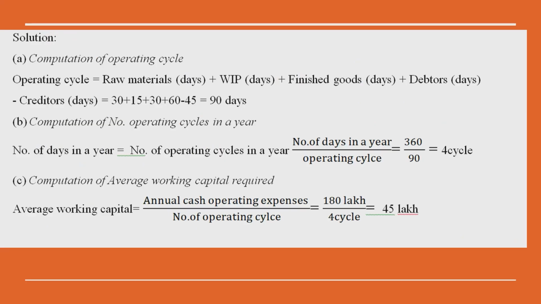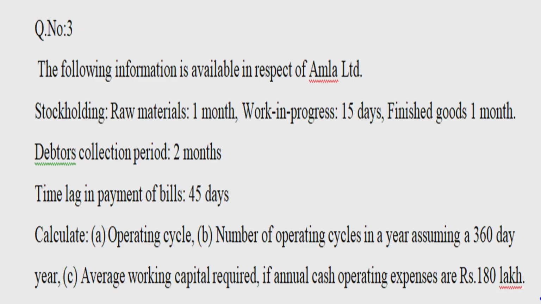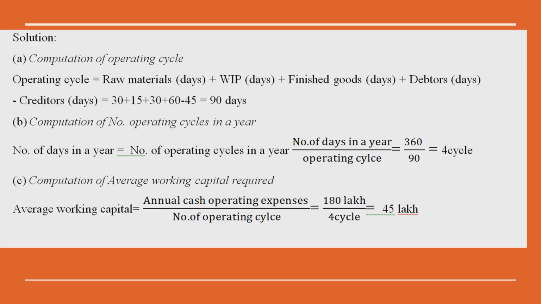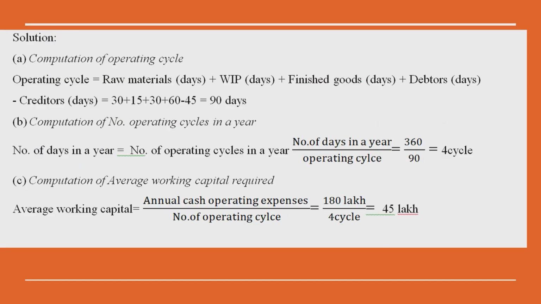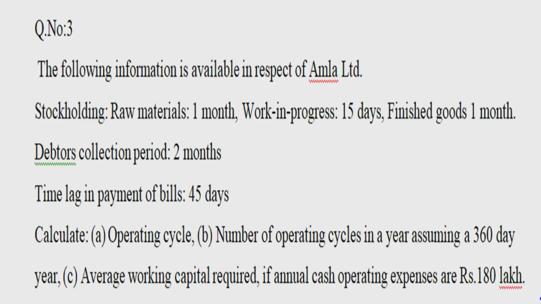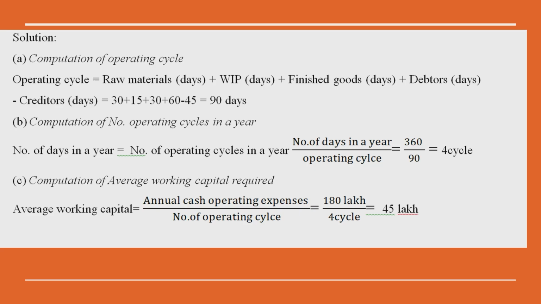So, first they ask you to find out the computation of the operating cycle. So, operating cycle is nothing but raw material plus work in progress, finished goods plus debtors minus creditors. So, raw material is 1 month. So, 1 month we can assume as 30 days, plus work in progress here given is 15 days. Next, finished goods they have given 1 month, 1 month is nothing but 30 days.